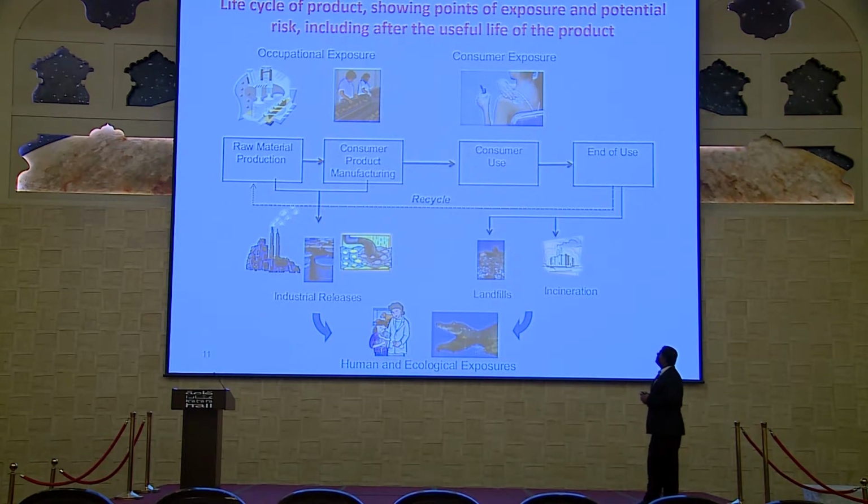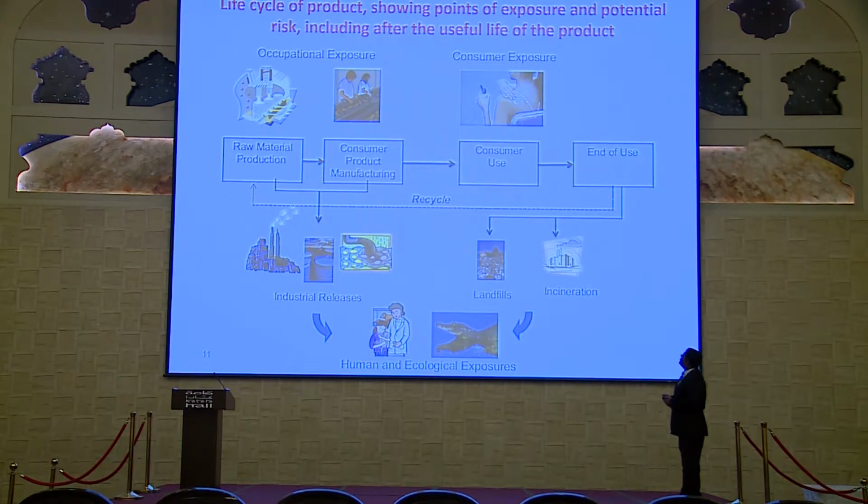Now, if we want to see the life cycle of a product, the different points of exposure and the risks available over the useful life of the product: occupational exposure can be there, and consumer exposure can be there. The raw material comes into the plant, the product is manufactured, and then the consumer uses the product. After use it can be recycled, incinerated, or landfilled.